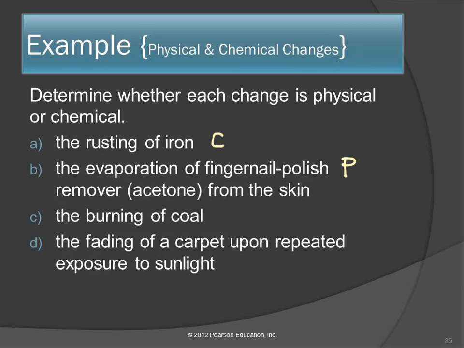The burning of coal, chemical. Burning, exploding, rusting, combining with, changing into, those sorts of words are chemical. The fading of a carpet upon repeated exposure to sunlight. That's a chemical change. A lot of physical changes are fairly easily reversible, and chemical changes generally are not. That's not a hard and fast way of determining whether it's chemical or physical. Any questions?